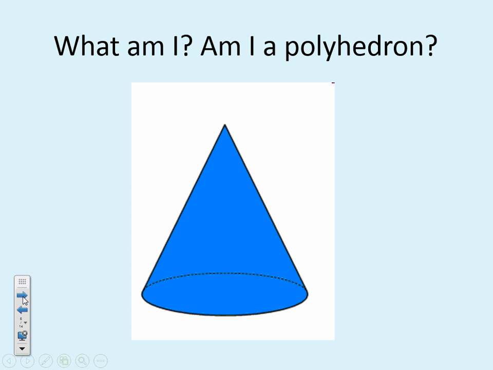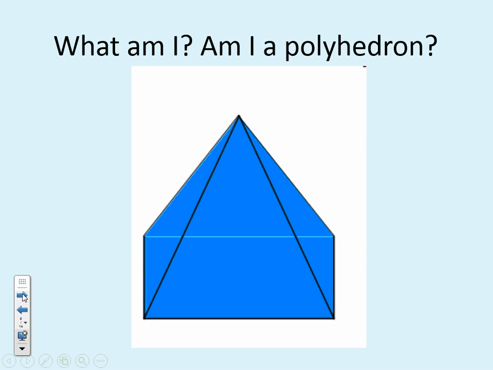So let's start with this first one. Don't write this part down, but what am I? What is this thing? This is a cone. Is it a polyhedron? The answer is no. Because it's curved, it's not a polyhedron. It's still a solid. We're still going to work with it. We're still going to find the volume of it and those types of things, but he's not considered this special classification of polyhedron.